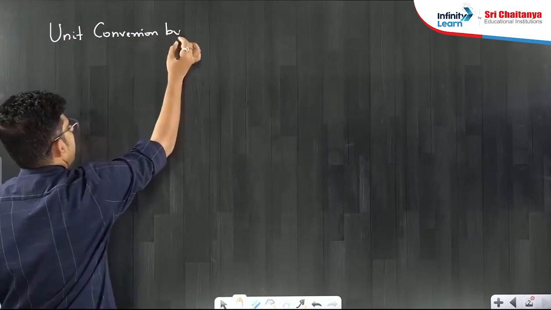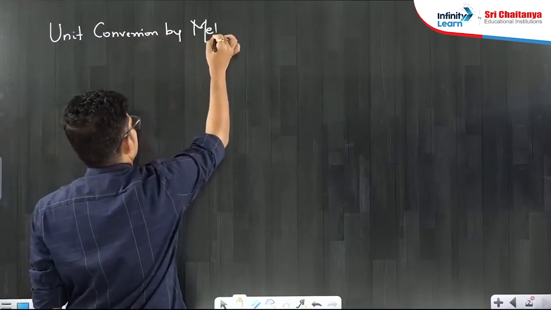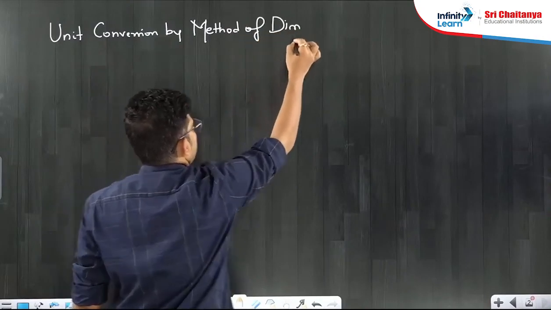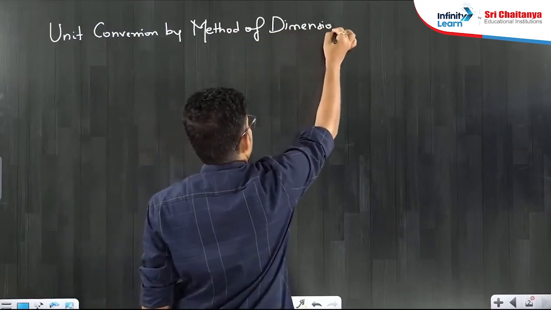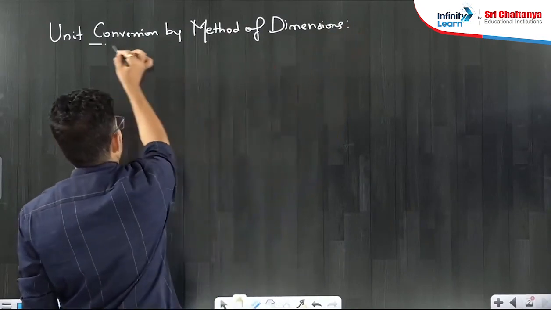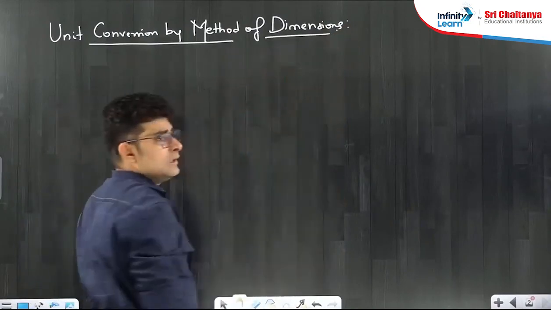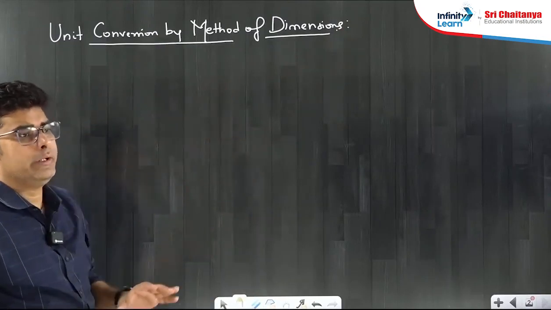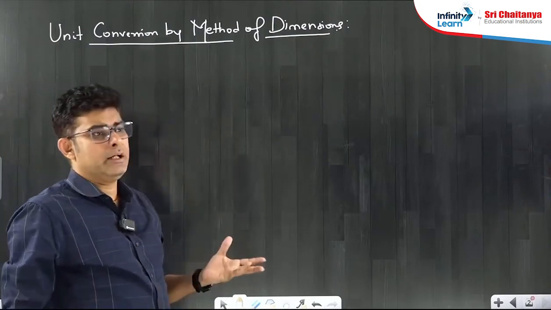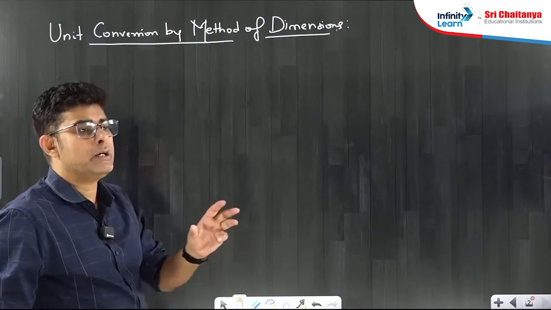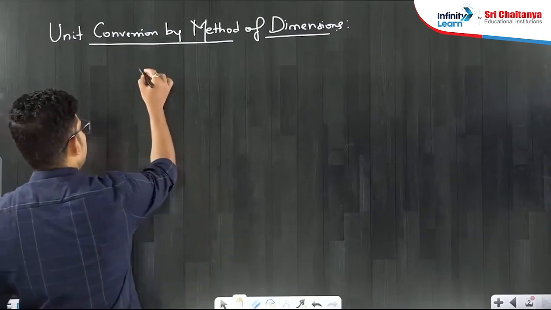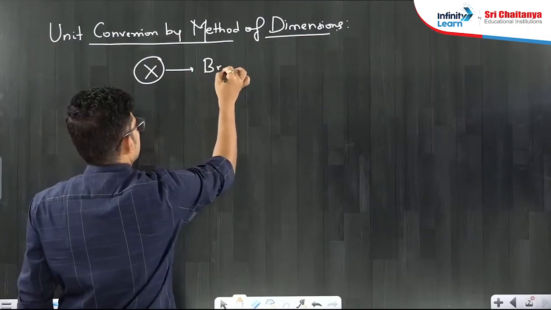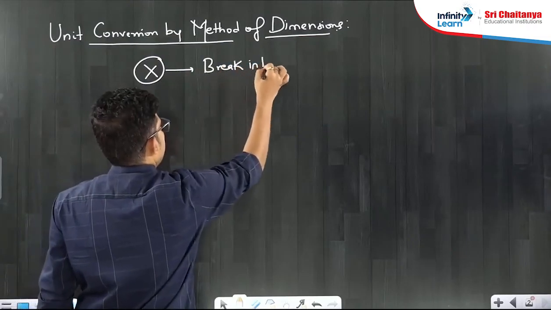Unit conversion by a method of what we call dimensions. Now what do we mean by dimensions? What we have to do is take any physical quantity and break it into fundamental quantities. So whenever we have a physical quantity X, break it into fundamental quantities.